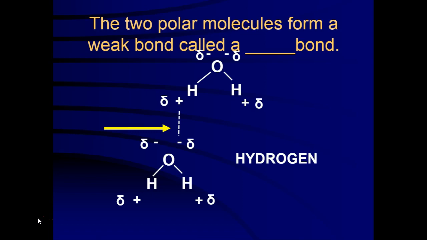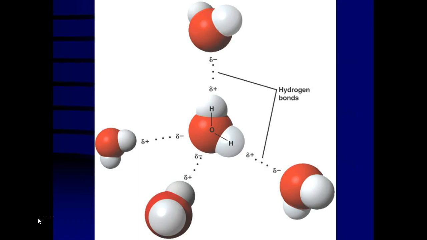Hydrogen bonds are found everywhere. We find lots and lots of hydrogen bonds. Lots of polar molecules out there. In fact, because of its hydrogen bonding and because of its polar nature, a single water molecule can form hydrogen bonds with 4 other water molecules.